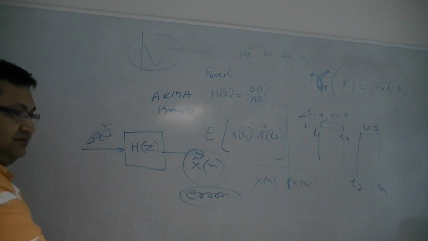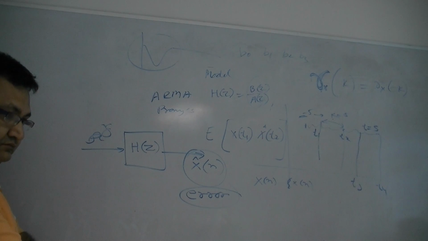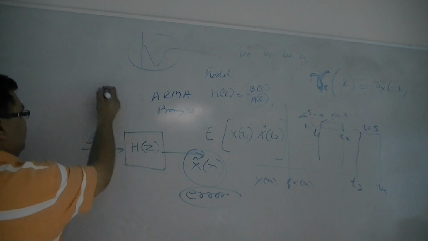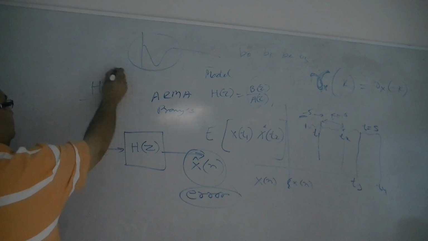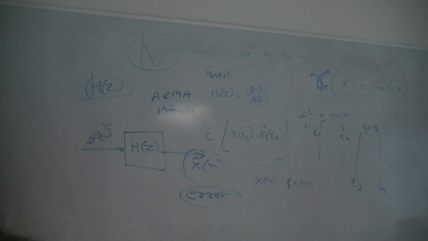I didn't get what you find after analyzing that. Any system is defined or modeled by H(z). So I'm trying to find the model of this. All of the channels? Yeah, this is the first step. It's not the final objective.